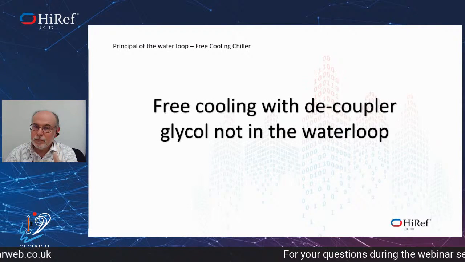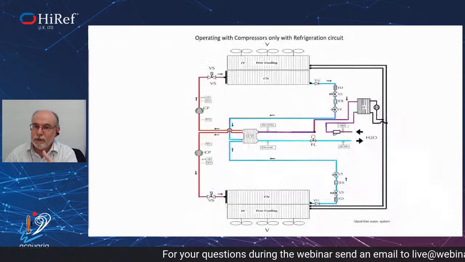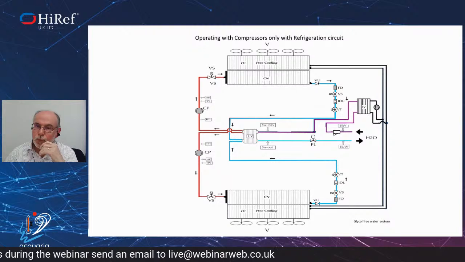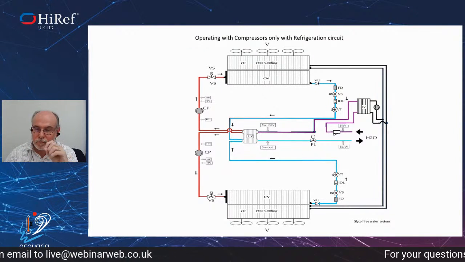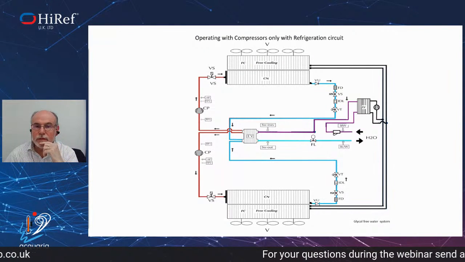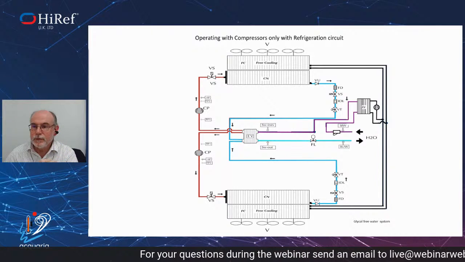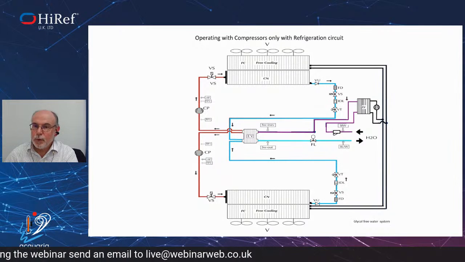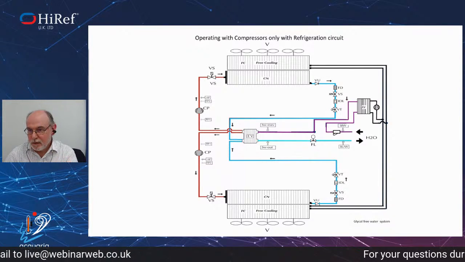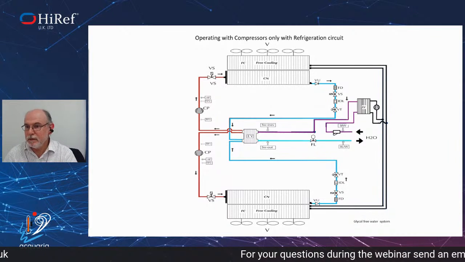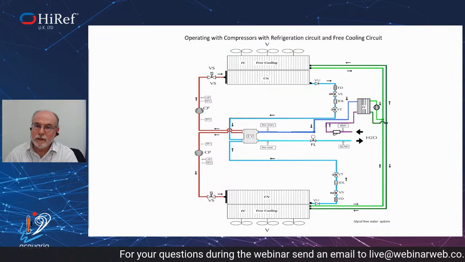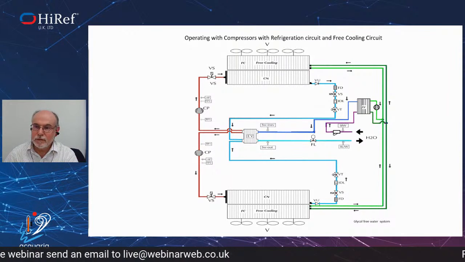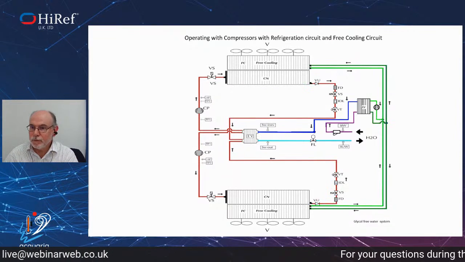But then if you want to decouple the glycol from the water, you've got to put a heat exchanger in between the water that goes to the free cooling parts of the coil and the water loop itself. And by doing that, you again have the same problem as with the Tricooler, and have the 3-degree differential between the water from the loop itself and what goes through the free cooling coil.